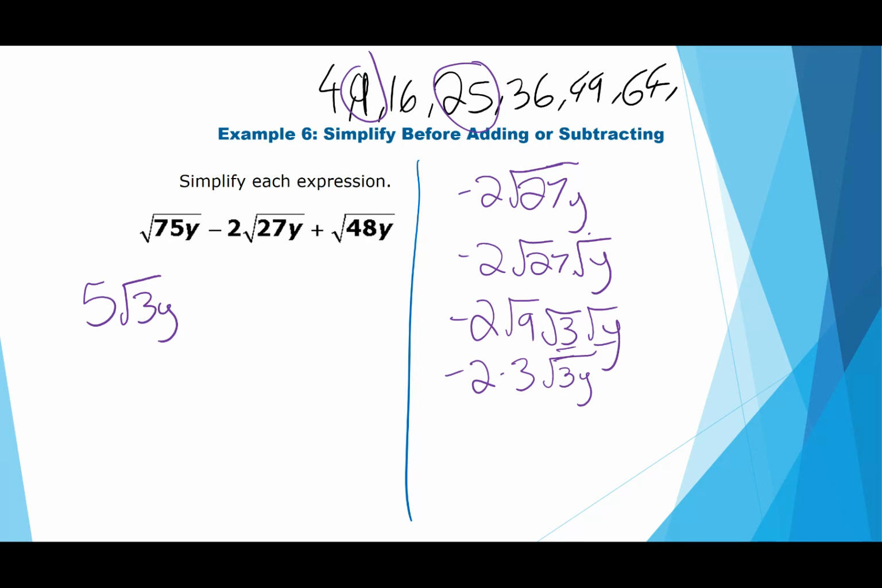So now I've got negative 2, and I can multiply that with 3. Since 3 is no longer in a radical, I can multiply it with that negative 2 to create negative 6. So that'll be negative 6, and then the square root of 3y. So let's write that in for the 2 square root of 27y. So it'll be minus 6 square root of 3y.